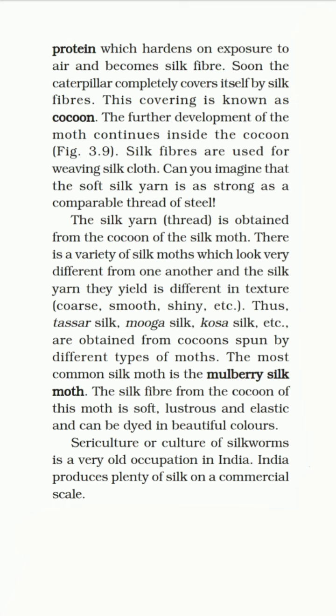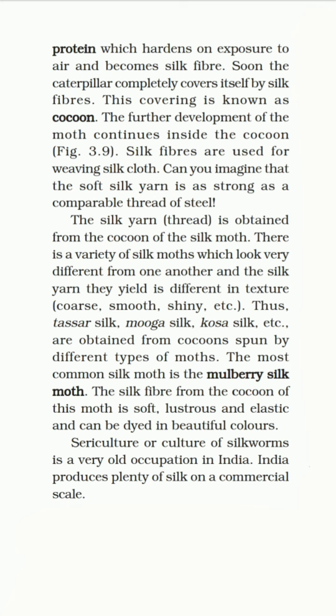Silk fibers are used for weaving silk clothes. The silk yarn or the thread is obtained from the cocoon of the silk moth. There is a variety of silk moths which look very different from one another, and the silk yarn they yield is different in texture, for example, in coarseness, smoothness, and shininess of the fiber, etc. Thus, Tassar silk, Muga silk, Kosa silk, etc. are obtained from cocoons spun by different types of moths.